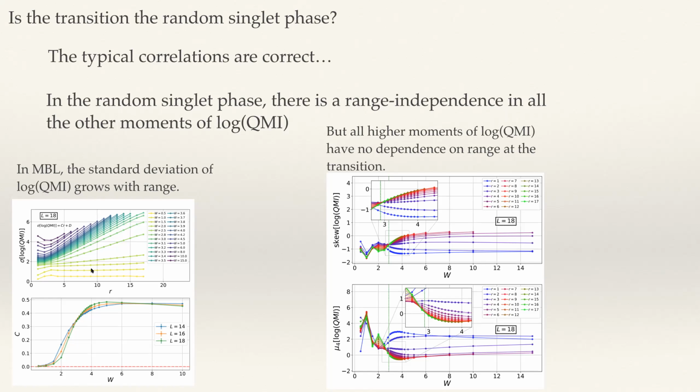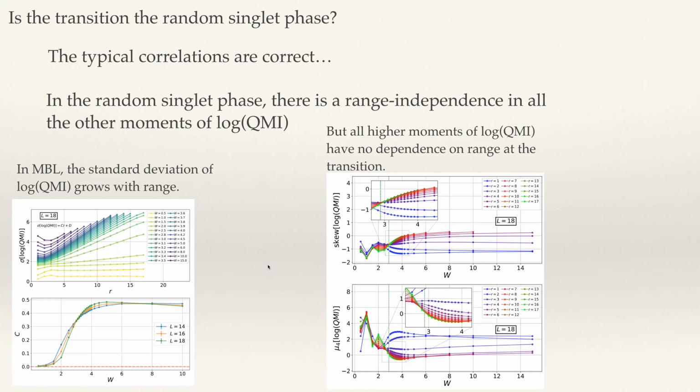This is very much like the infinite disorder fixed point as far as the correlations go. You have e to the minus root r decay of the typical correlations. You have every moment above 3 to be range independent. But the standard deviations are different. There's a range dependence of the standard deviations. And so it's like tantalizingly close, but not exactly the same thing.